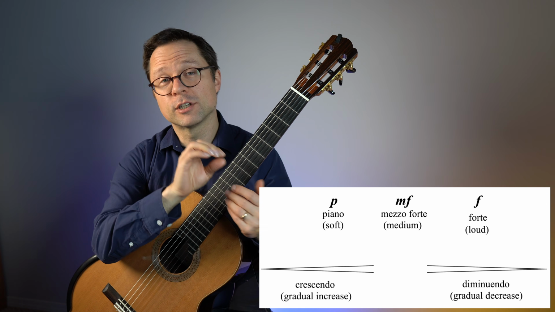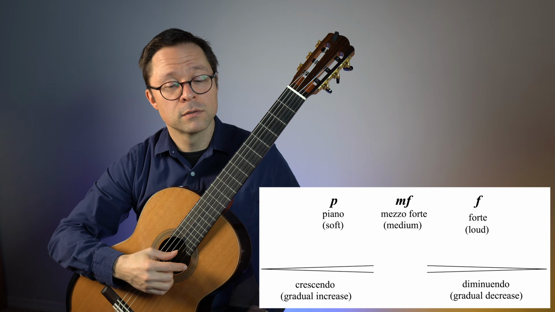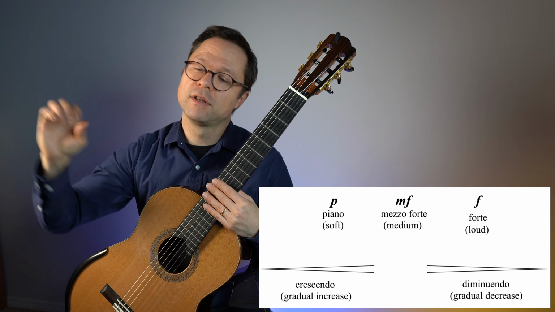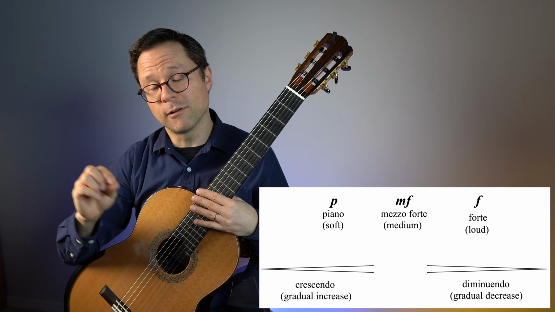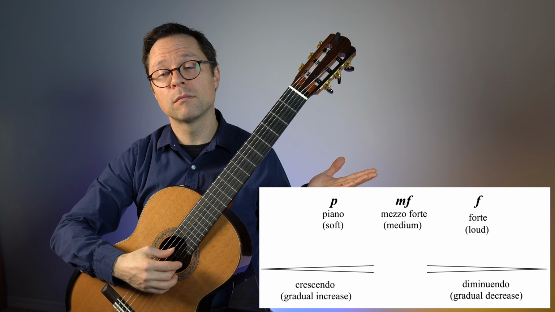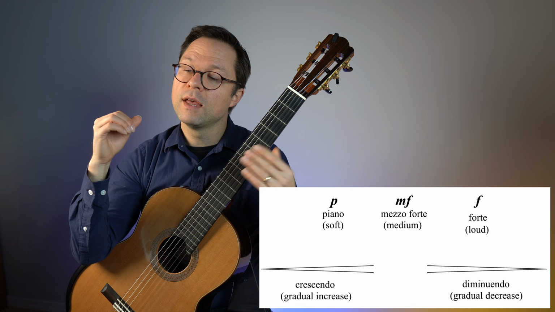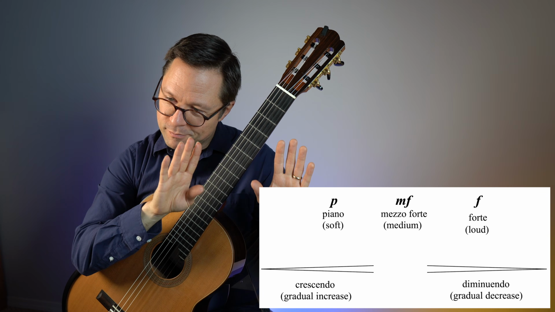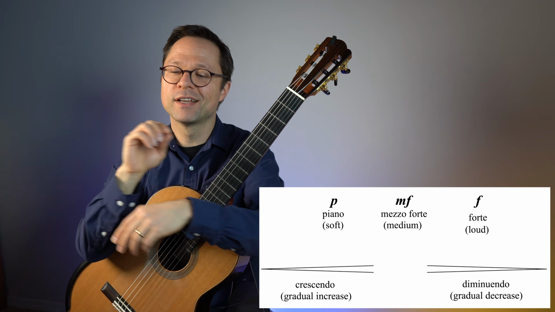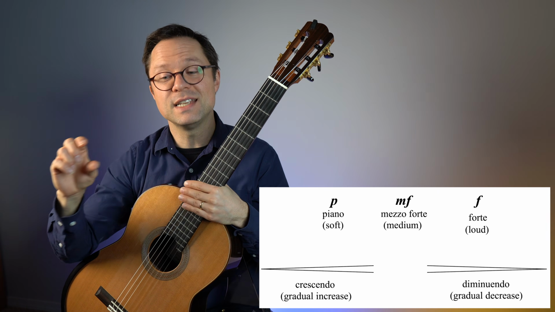There's also a crescendo, which is a gradual increase, so for example, getting louder. Or a diminuendo, which would be a gradual decrease in volume. So if we're starting loud, we'll get soft. So: piano, soft; mezzo-forte, medium; forte, loud; crescendo is a gradual increase, and diminuendo is a gradual decrease.